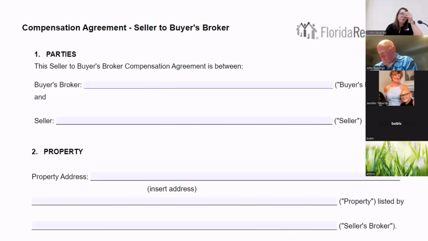I'm not sure when you would use this, except in the instance where you might be working with a FSBO. This might come into play. I can't imagine any other scenario, but it's available for you, so we're going to talk about it. The parties to the contract are the buyer's broker and the seller. You're going to include the property address and then the seller's broker, whoever that is.